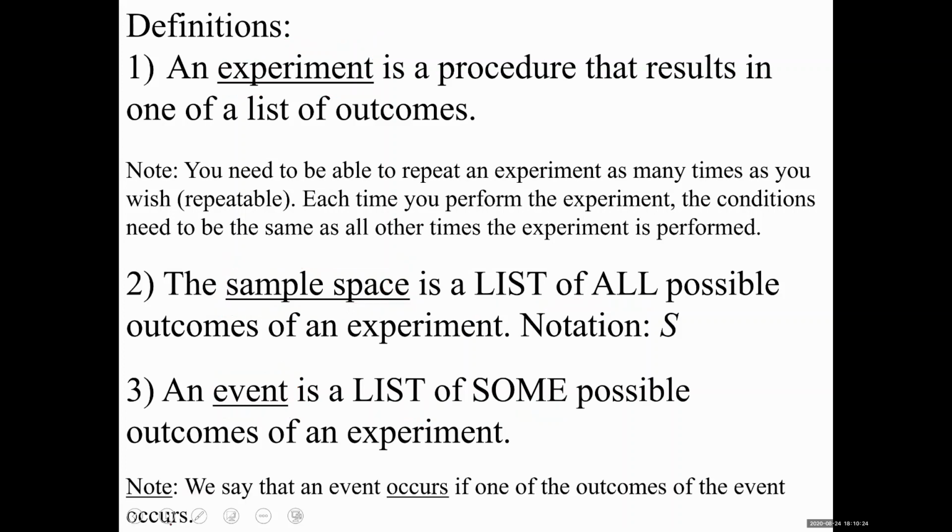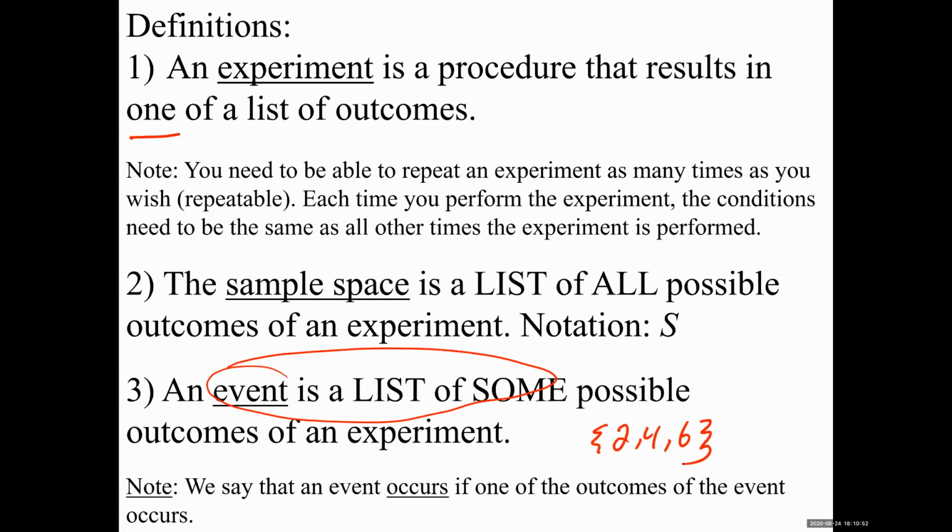Okay, and then we have this word also. We say an event occurs if one of the outcomes in the event occurs. So an event, again, is a list of some outcomes. But remember, when you do an experiment, only one outcome can happen. So if you have a list of 5 outcomes, we say that entire list occurred if anything in it occurs. Let's say your list is 2, 4, 6. Let's say you're rolling a die, and that's your event, 2, 4, 6. And you roll the die, and it lands on number 4. Did this event occur? Yes, because 4 is in there. If it's in there, we say the whole event occurred.